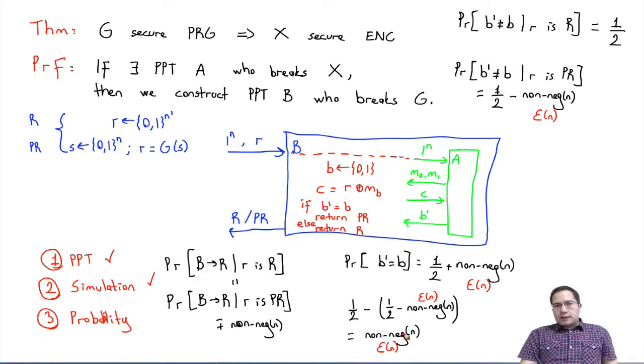Going backwards, since we are assuming G is a secure pseudorandom generator, this value must be negligible. So epsilon must be negligible, which means the adversary's probability of guessing correctly would be 1 over 2 plus negligible. So if G is a secure pseudorandom generator, then X must be a secure encryption scheme.